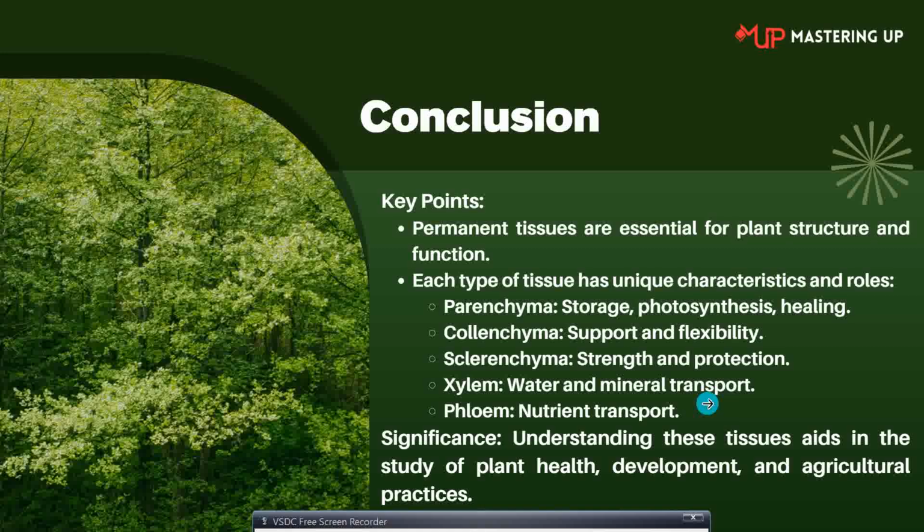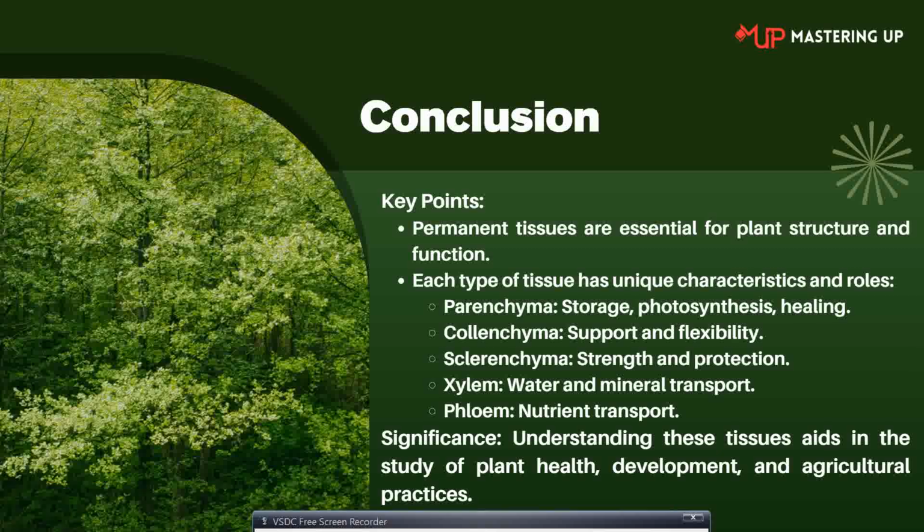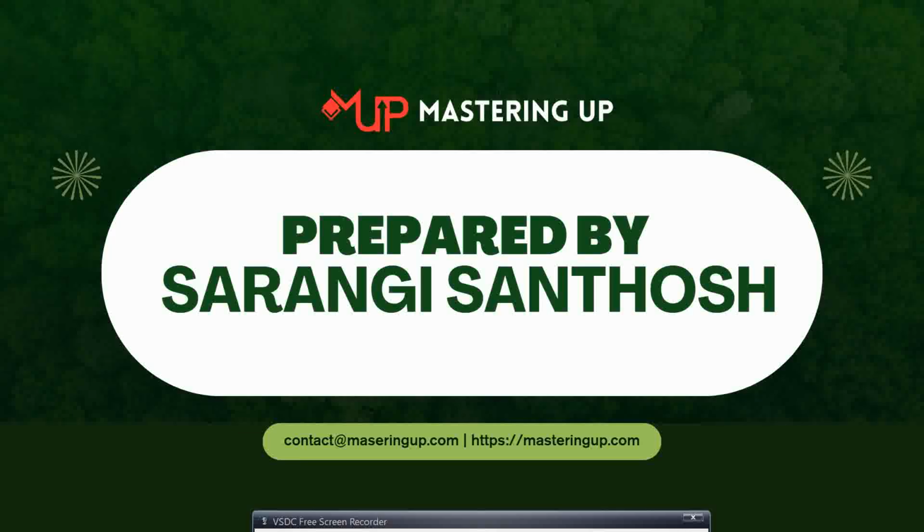Now coming to the conclusion, we already discussed the permanent tissues are essential for the plant structure and function. And also let's just again look into that. The unique characteristics of each permanent tissue: parenchyma, storage, photosynthesis, healing. Collenchyma, support and flexibility. Sclerenchyma, strength and protection. Xylem, water and mineral transport. Phloem, nutrient transport. So that's all with our class. The significance is that it helps in studying plant health and development, and agricultural practices.